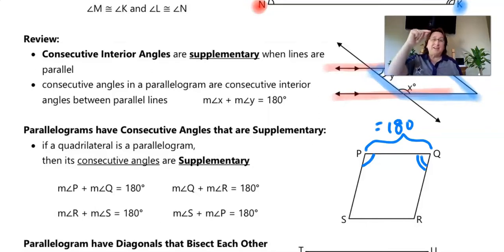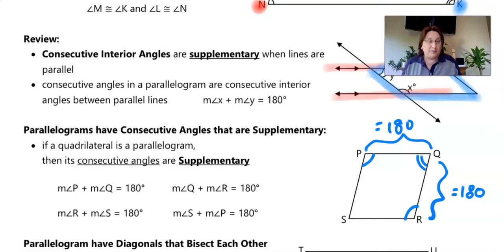Now remember, just a second ago, we talked about opposite angles in a parallelogram have to be what? If you remember, we said that opposite angles have to be congruent. So that means that angle P and angle R have to be congruent. Well, wait a minute. That also means that Q and R are consecutive angles, so they have to be supplementary. So those two angles are supplementary.